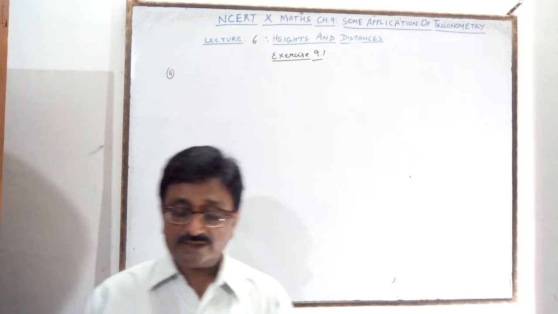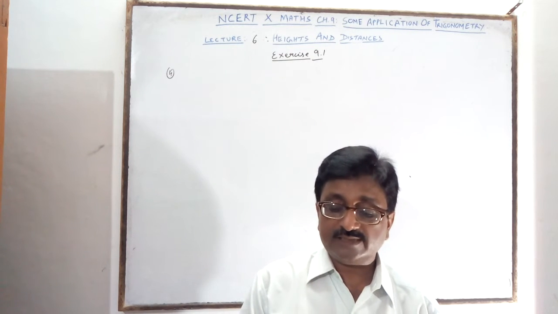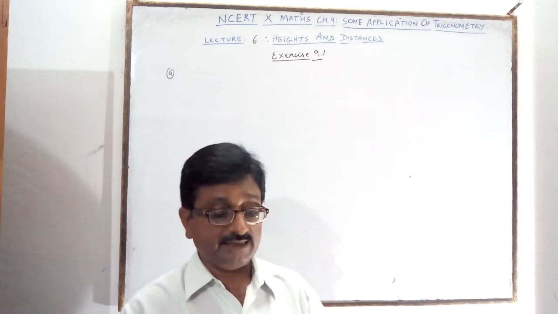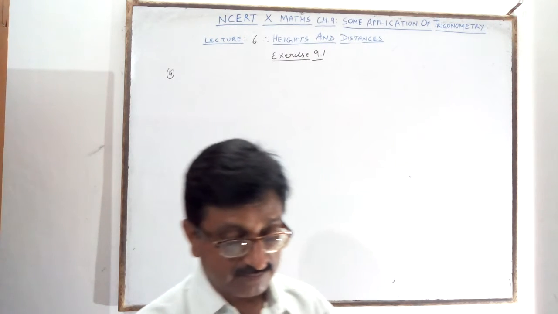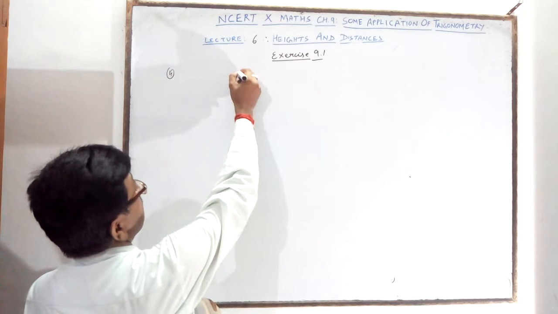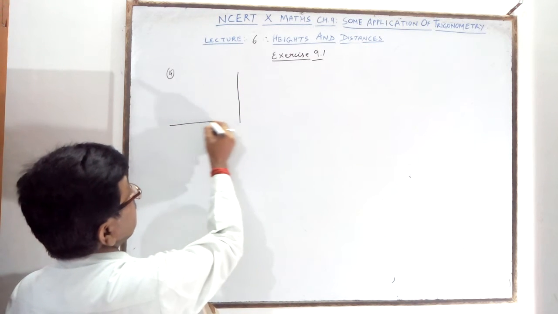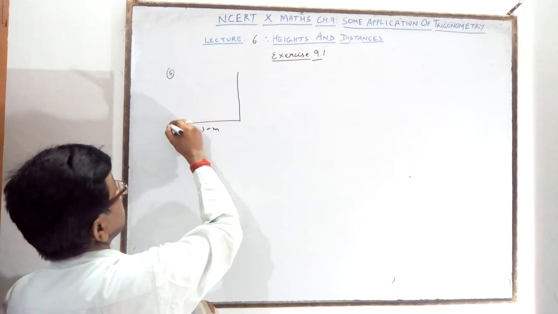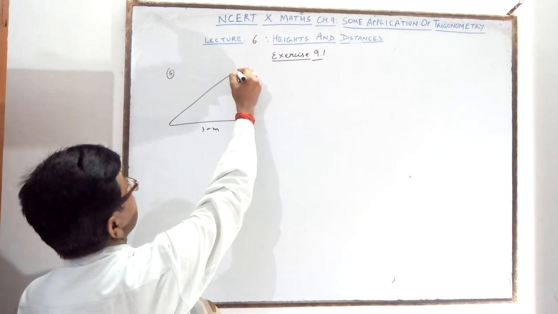The angle of elevation of the top of a tower from a point on the ground, which is 30 meter away from the foot of the tower, is 30 degree. Find the height of the tower. Angle of elevation of the top of the tower, very simple question. The point is 30 meter away and the angle is given, very simply, 30 degree.